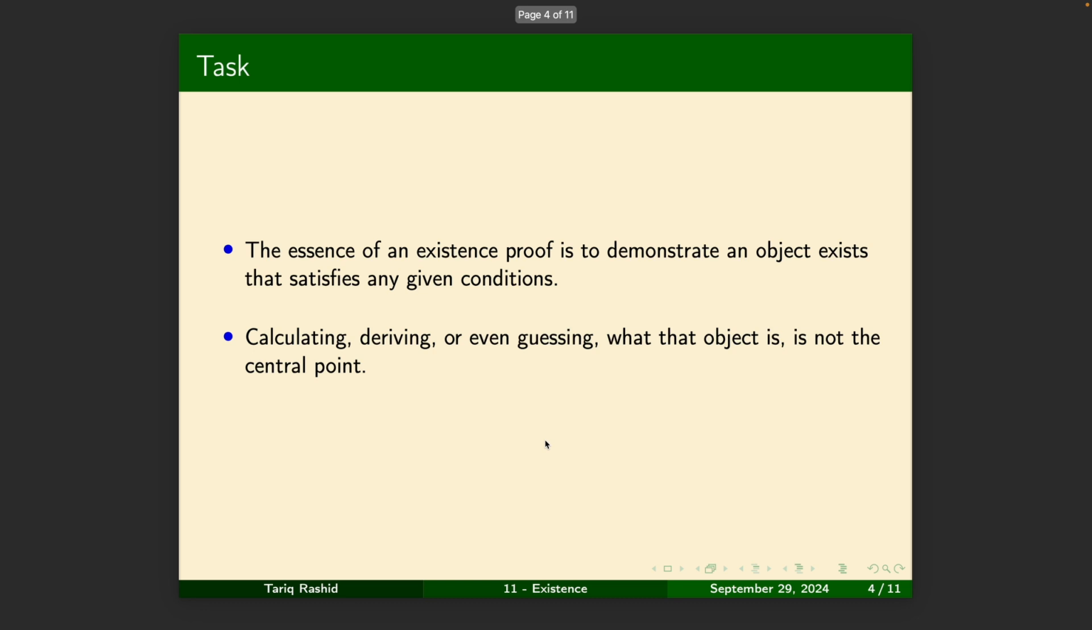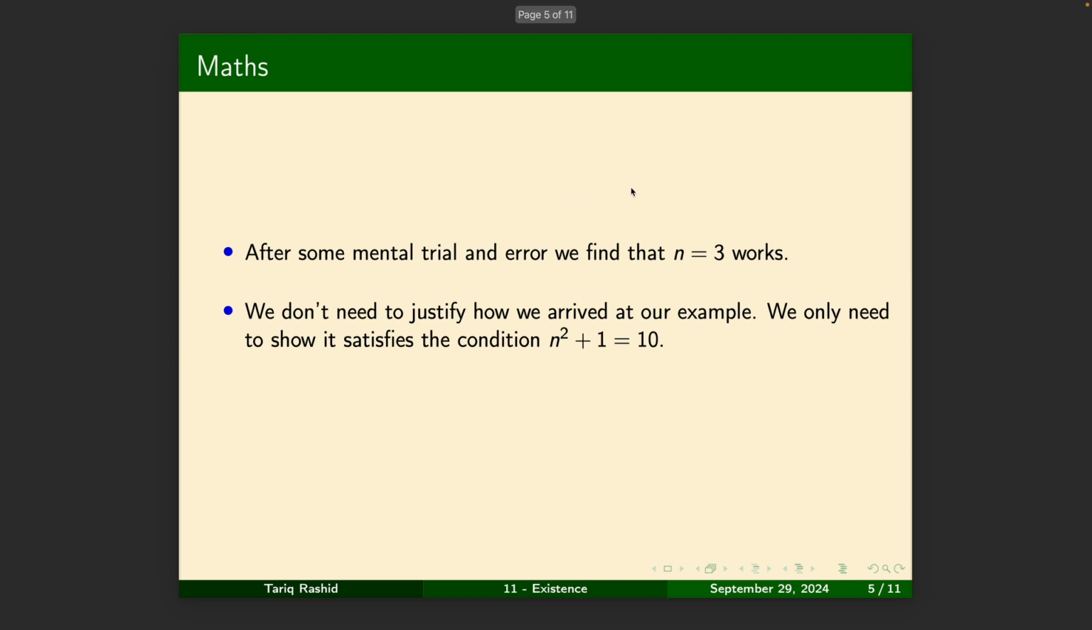Right, so the slides are online if you want to download them and read them more slowly. They're just repeating what we've said, if you want to read it at your own pace. So remember what we just did. We did a guessing game, trial and error, and we found n is 3. So calculating or deriving or even guessing, that's not the central point. The central point is finding one by hook or by crook, by whatever means, and then showing that it meets any conditions that are relevant. So we found n is 3 and it satisfied that condition. We don't need to justify how we arrived at our example. That's important.